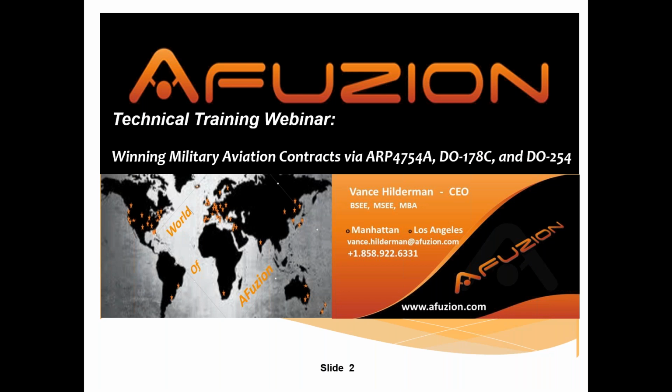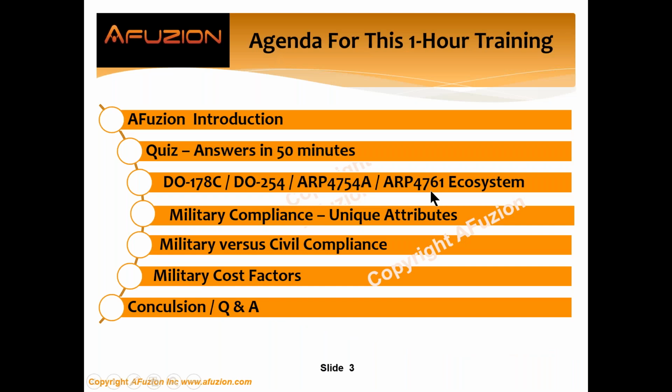So today's technical training webinar is the 10th or 11th in our ongoing series. This one is about winning military aviation contracts by using ARP4754, 4761, DO-178C, and DO-254. It's interesting because the military originally was not on board with DO-178, then 254, and certainly not 4754-61. But recently, there has been an explosion in military entities using the ecosystem of civil aviation.